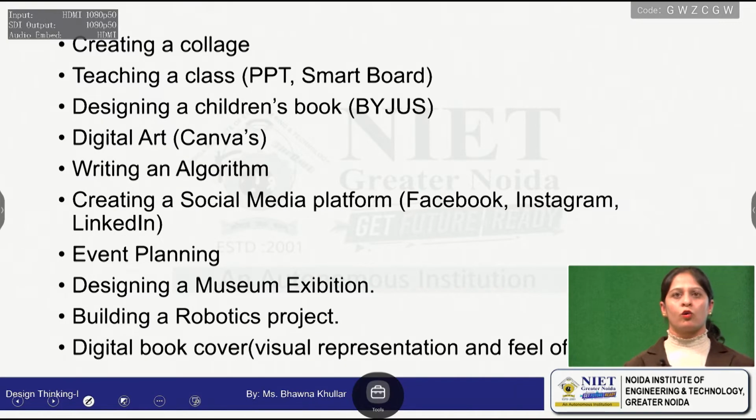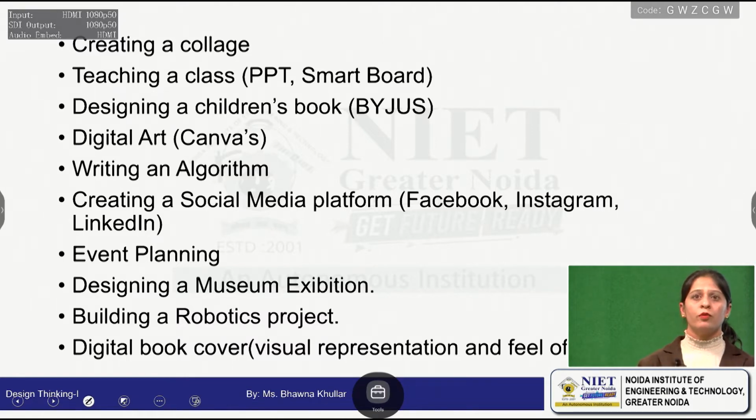Creating a collage, teaching a class, there are smart boards, PPT. In earlier times only blackboards were there, after that whiteboards, now smart boards are there to teach the students. It's a creative idea. Initially someone was thinking about that, then it was implemented in real life.